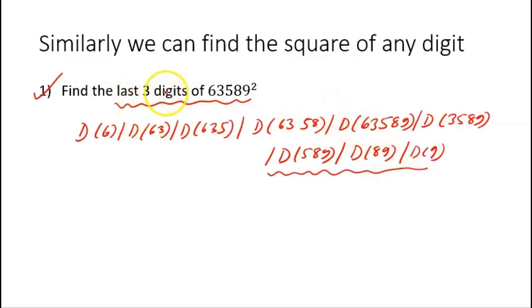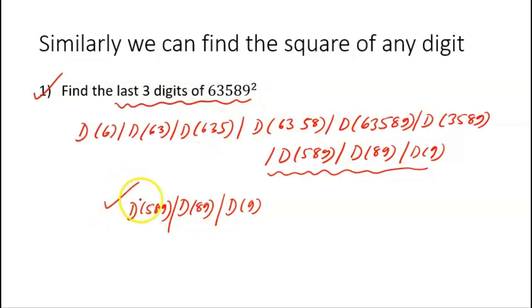And when I am writing in a general situation, I won't be writing all the details like for this problem. Now it is clear what the last duplex term will be. Last duplex term will be duplex of 9. Then second last will be duplex of 89. And prior to that, it will be duplex of 589. So I'll be just writing this. This whole expansion I wrote just to explain. While solving the problem, I will just look at these terms.